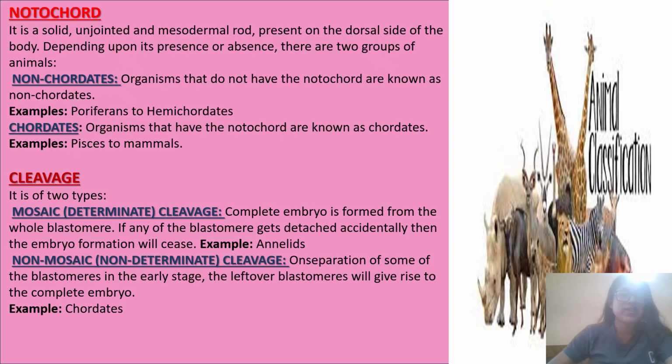Next, cleavage. It is of two types, mosaic or determinate cleavage. A complete embryo is formed from the whole blastomere. If any of the blastomeres gets detached accidentally, then the embryo formation will cease. Example: annelids. And next, non-mosaic or indeterminate cleavage. On separation of some of the blastomeres in the early stage, the leftover blastomeres will give rise to the complete embryo. Example: chordata.